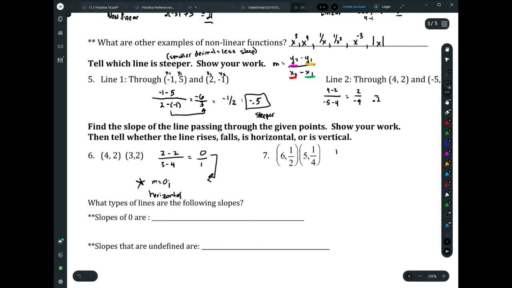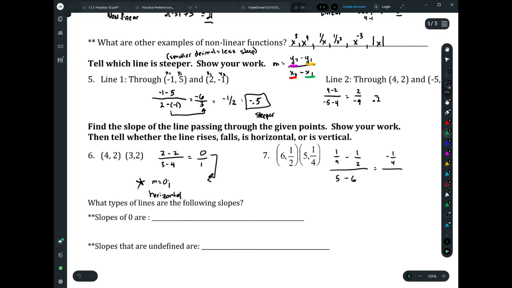Fractions. Oh, fractions are scary, but we'll make it okay. 1/4 minus 1/2 all over 5 minus 6. You're going to use your calculator. Make sure when we do 1/4 minus 1/2, it'll give us a decimal, and we can rewrite that as a fraction. Math, enter, enter. And up top we have -1/4.